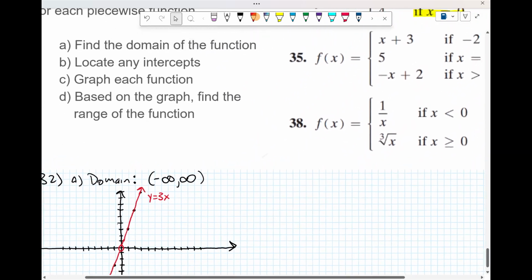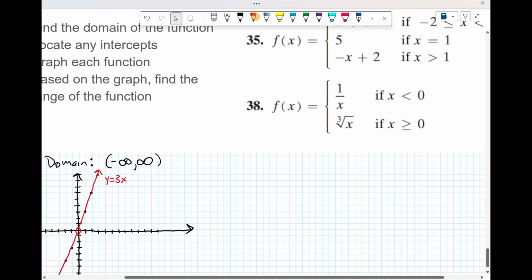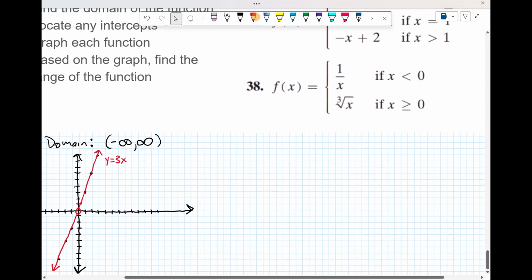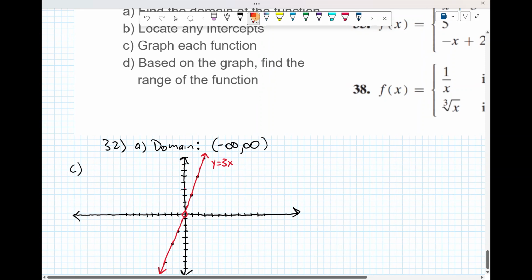What happens when x is equal to 0? When x is equal to 0, that means that f of x is equal to 4. And so I'm going to put a point where x is equal to 0, y is equal to 4. I just put an extra point right there. And that is my domain. I'm sorry, that is the graph of this function.